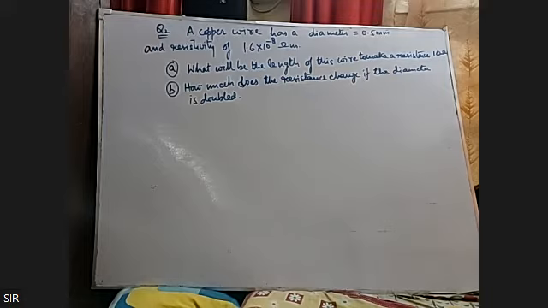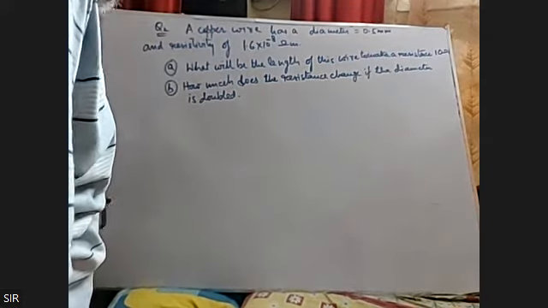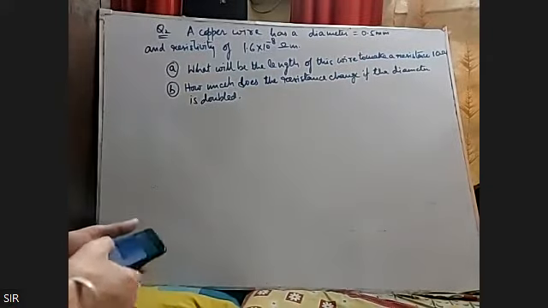Sorry for the interruption, Gauri. Gauri, are you there? Yes, sir. Done? Yeah, the first part is done. What is the diameter? 0.5 millimeter. Okay. How much will be the length required?